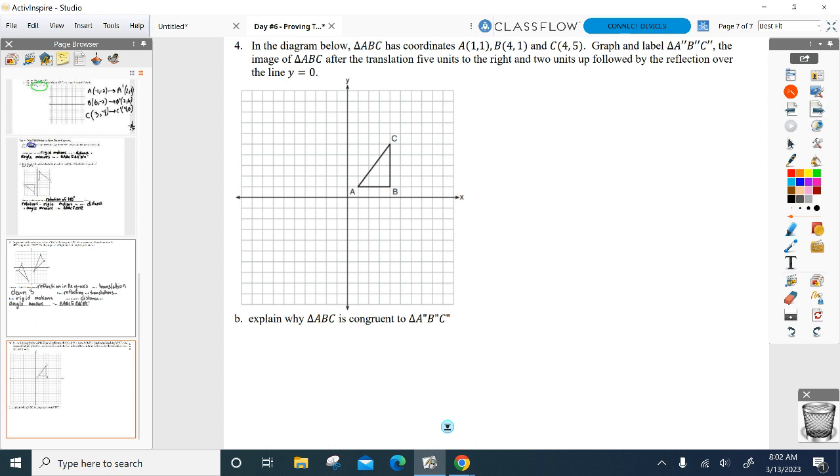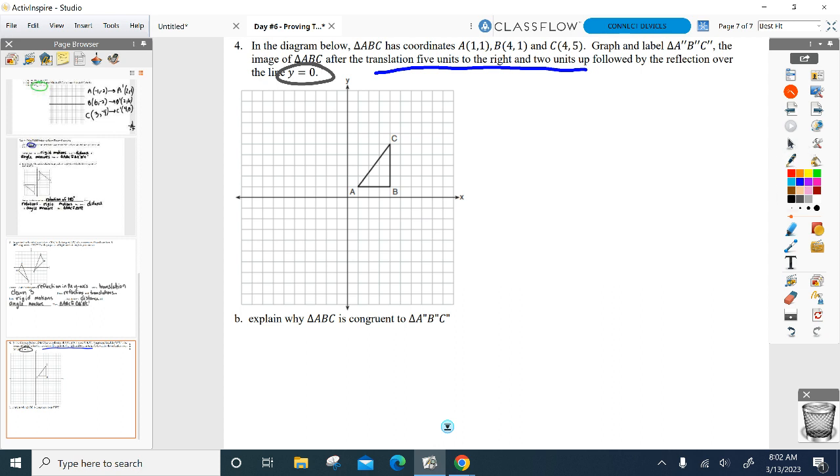All right, a little bit different. I'm going to tell you what's going to happen. We're going to do the double prime. Image of ABC after a translation 5 units to the right and 2 units up, followed by a reflection over this line, which we'll talk about. So let's do the first one. After a translation 5 units right, 2 units up. Let's see where the new triangle is.